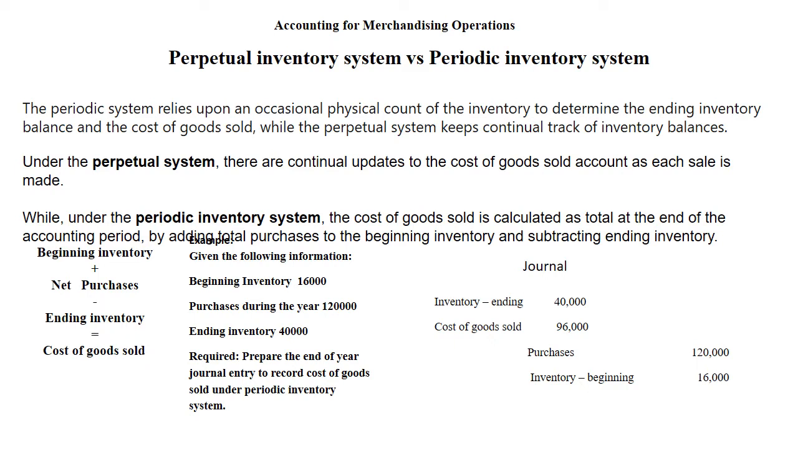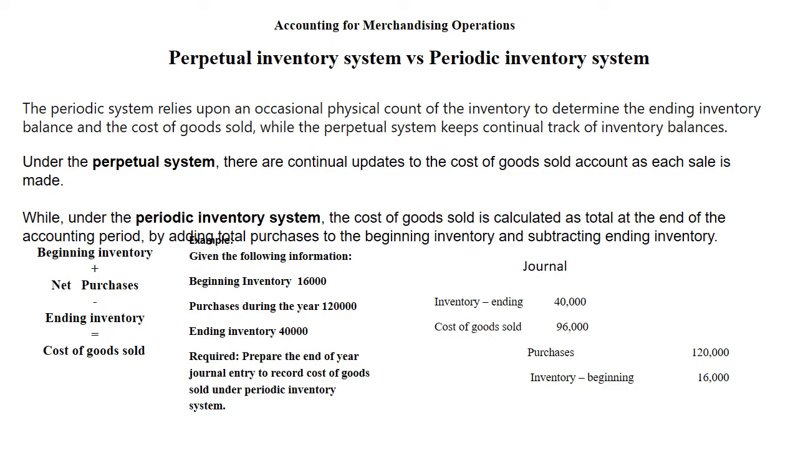We do not have to wait till the end of the year and count our ending inventory and calculate the cost of goods sold as a total. But if we are using periodic inventory system, we wait till year end and calculate the ending inventory and calculate the cost of goods sold as a total at year end. It's not done during the year whenever we purchase the goods or sell the goods. And that's the main difference between following a perpetual inventory system or a periodic inventory system.